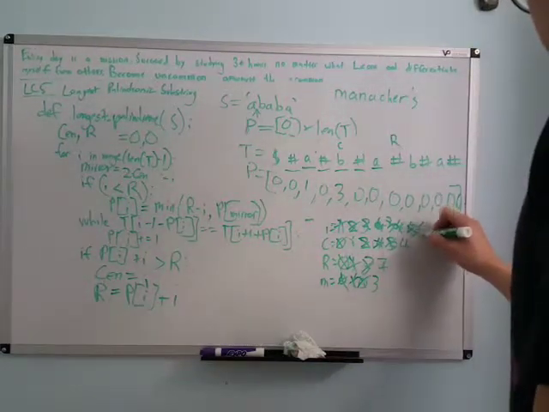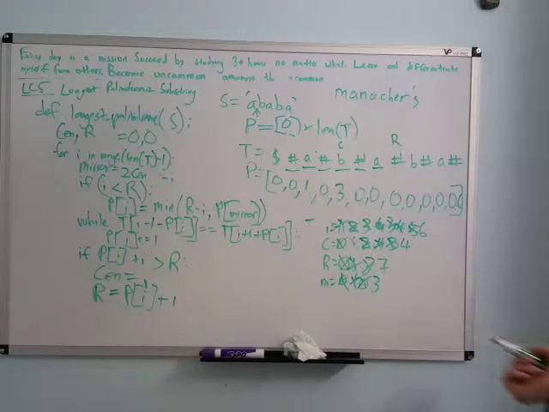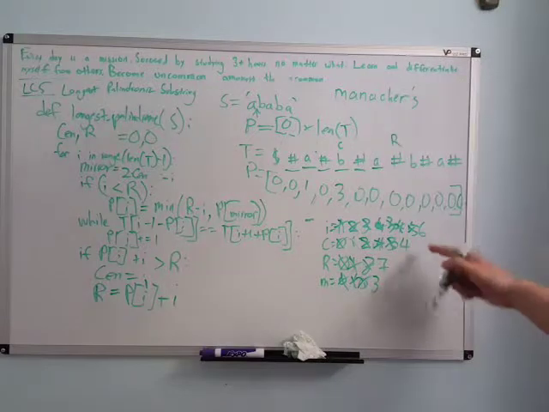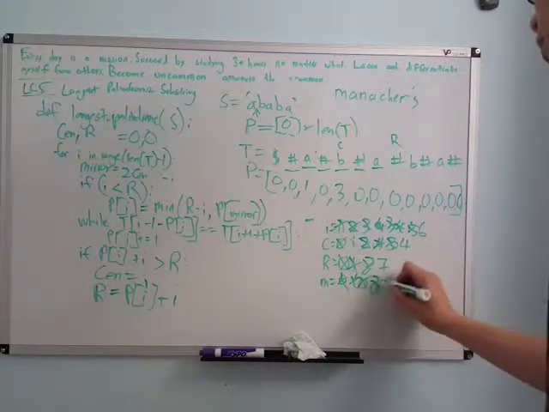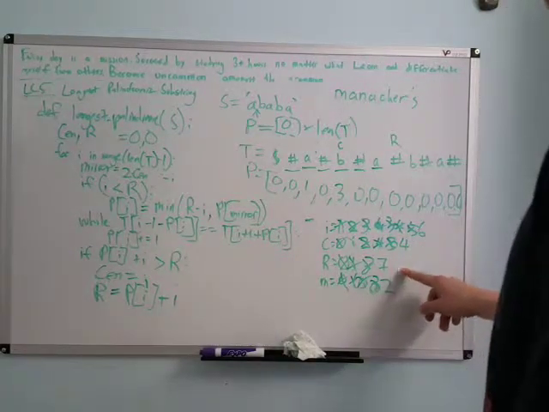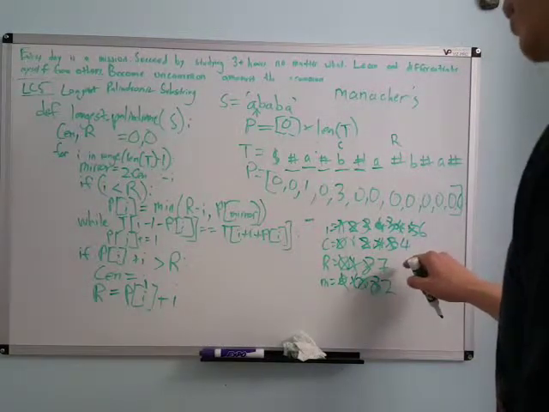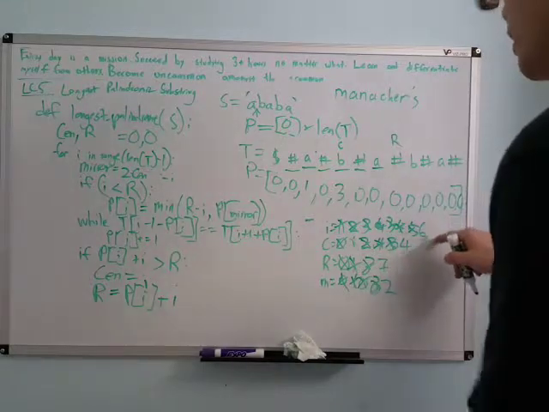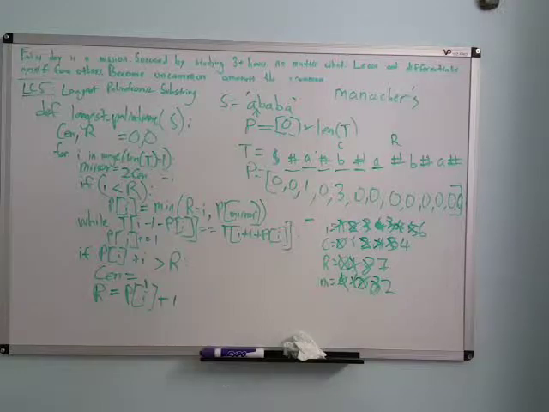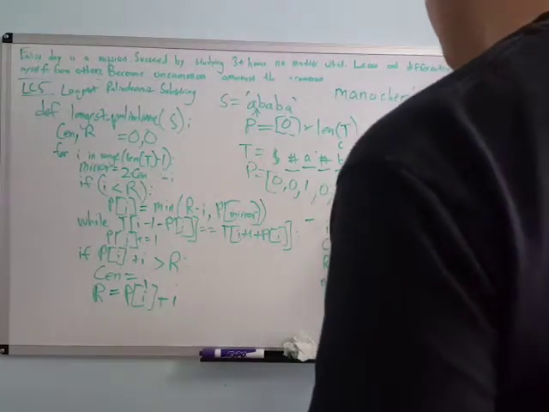So I is now 6. And then the mirror is going to be 2 times the center, which is 4, so 8 minus 6 is 2. There's 2. I is still less than R, right? So it's going to be the min of 7 minus 6, which is 1, or P at mirror 2. So 1 or 1. It's going to be 1. So we're going to update this to be 1.